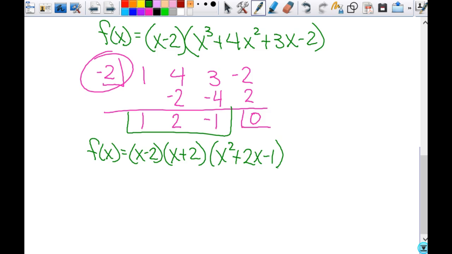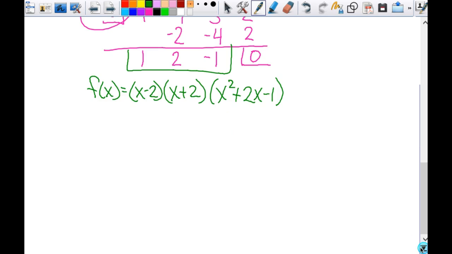So I am not finished. Right there, can I factor that quadratic that I have? Is it factorable? What are the only 2 numbers that multiply to give me negative 1? A positive 1 and a negative 1, right? Is there any way to combine the positive 1 and negative 1 to get me a positive 2? No. So can I factor this? No. So then what do?